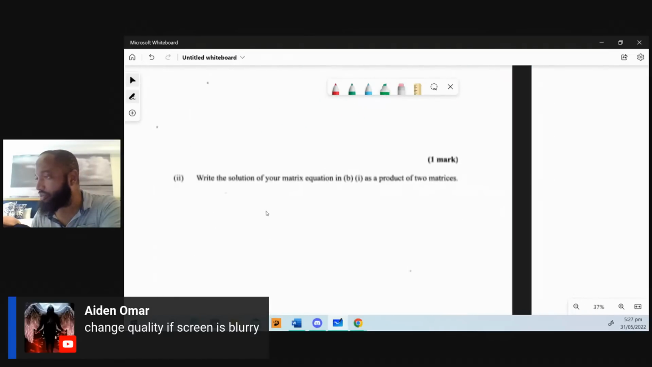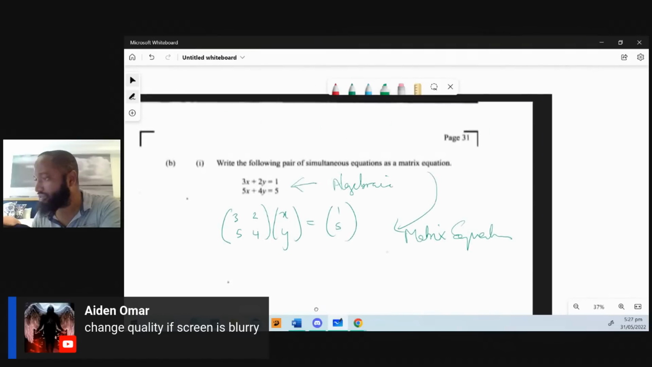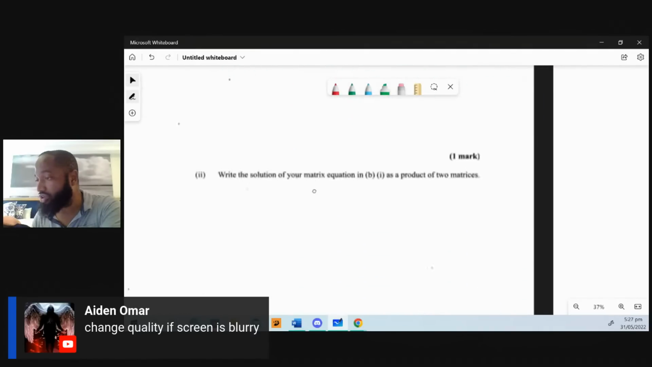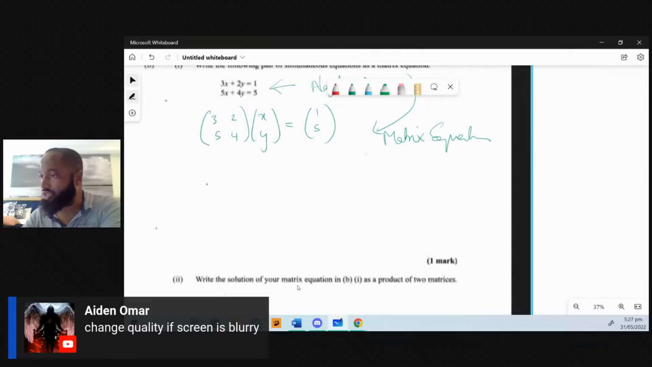Write the solution of your matrix equation as a product of two matrices. Sure. So we need to find the inverse. So the inverse would be 1 over the determinant times the adjoint, right?